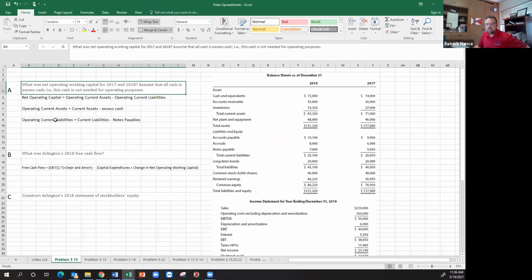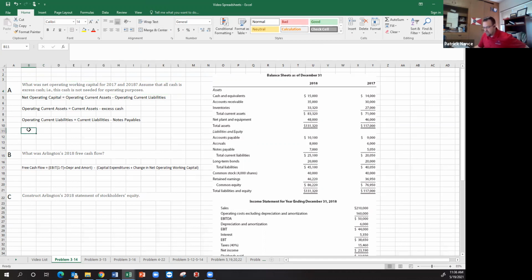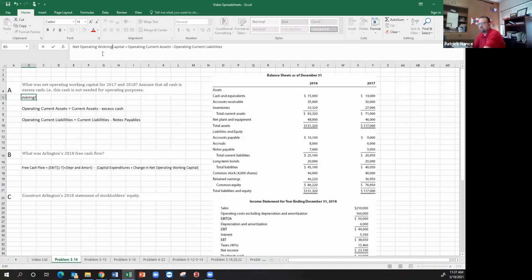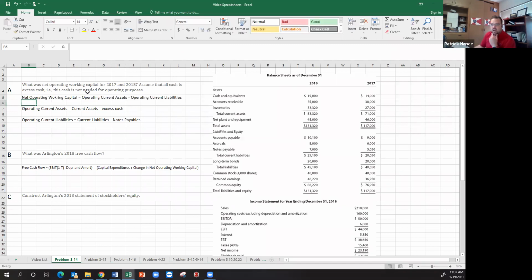So the first question asks, what was the net operating working capital for 2017 to 2018? Assume that all cash is excess cash, i.e. this cash is not needed for immediate operating purposes. So our net operating working capital is our operating current assets minus our operating current liabilities.